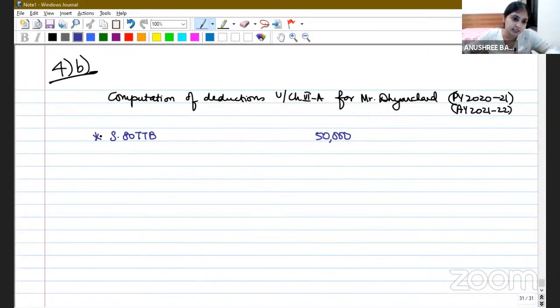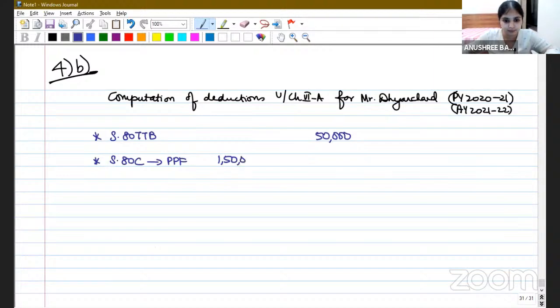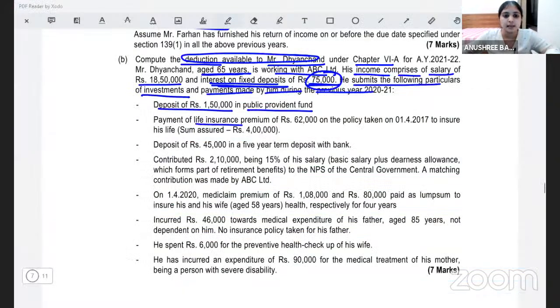So after section 80TTB, write down section 80C. Under 80C, PPF, how much is he contributing? 1,50,000. Then life insurance premium 62,000. Policy taken on 1st April 2017, which is on or after 1st April 2012.